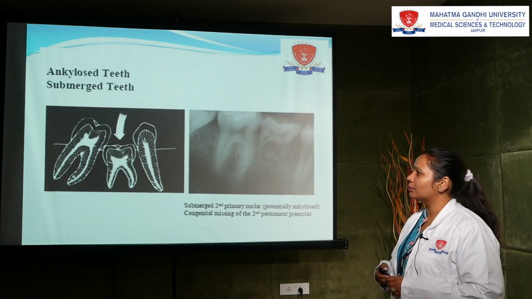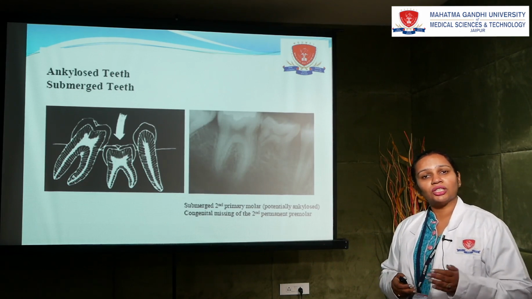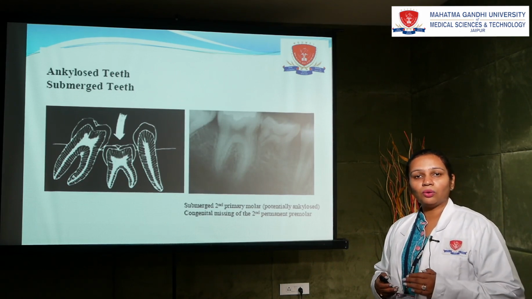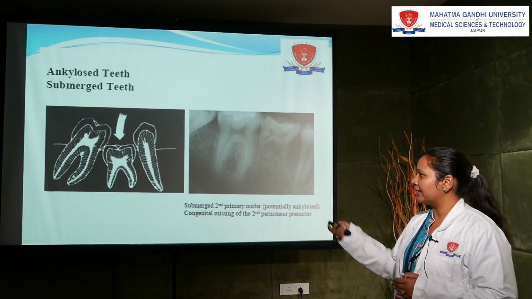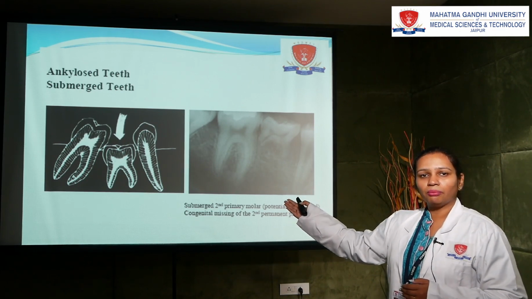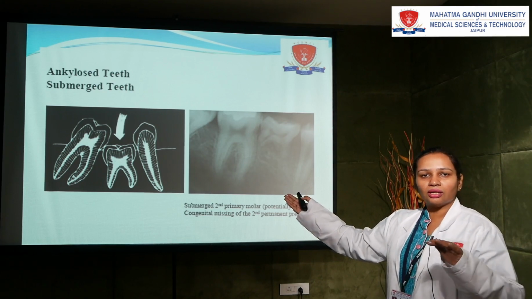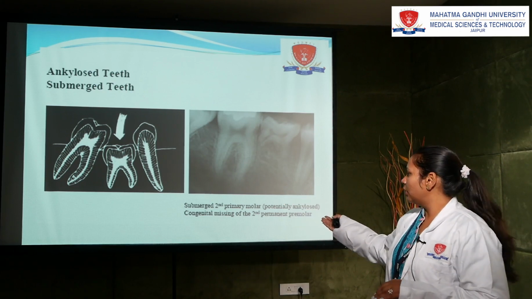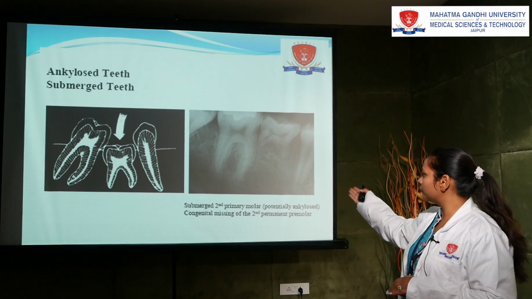Ankylosed tooth and submerged tooth. So an ankylosed tooth is when the tooth is attached directly to the bone without presence of any periodontal ligament. Whereas a submerged tooth, as seen in the picture, is a tooth that has already erupted into the oral cavity but is just below the occlusal surface of the other teeth. In this you can see a submerged second primary molar.